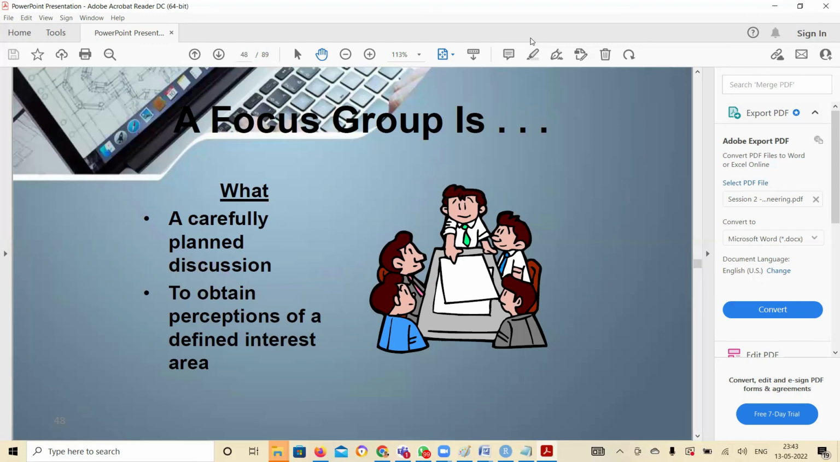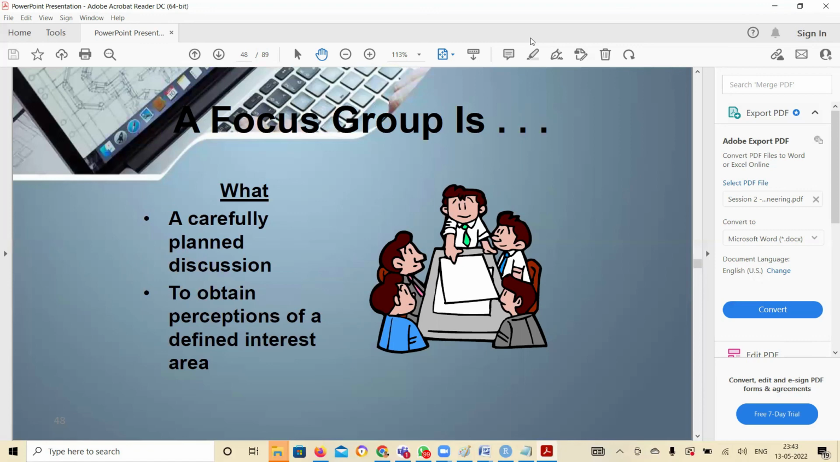So it's a planned discussion, and you will have a group. Generally, 6 to 8 or 9 people is good in a group. More than 8 or 9 is too much, and fewer than 6 will be too few. You also want people to talk about your solution.